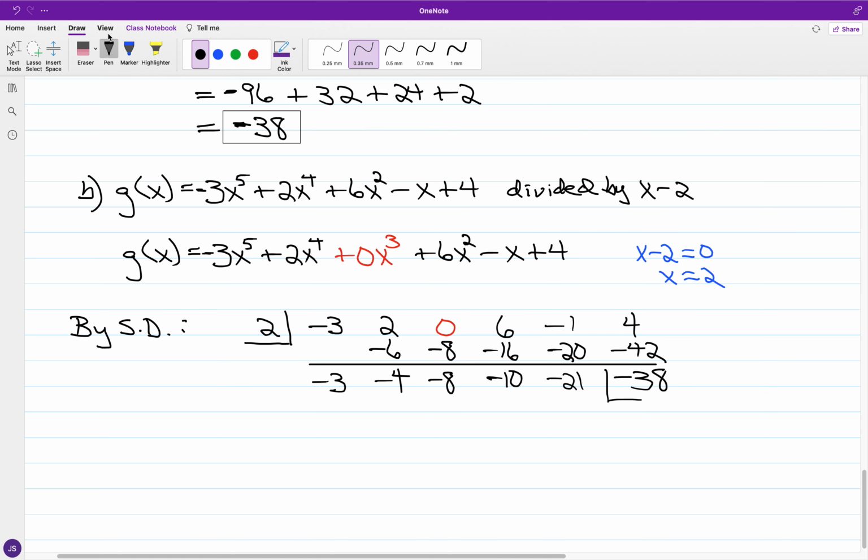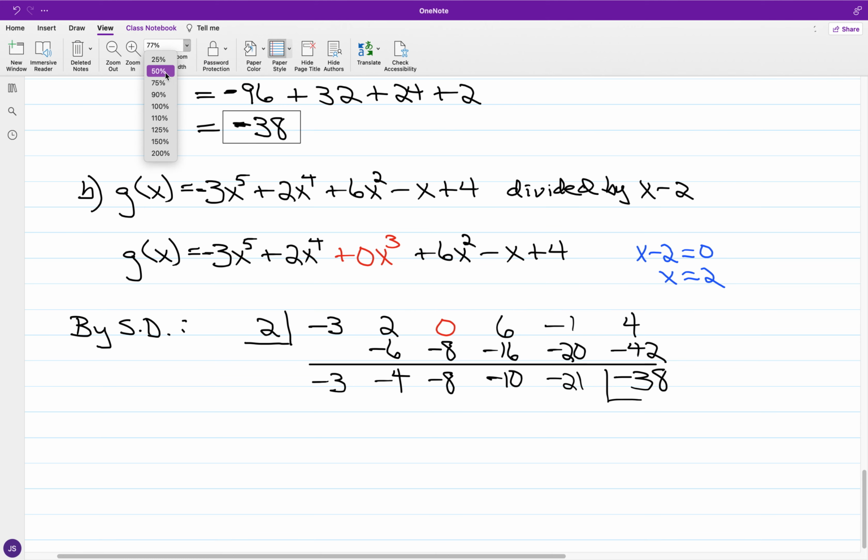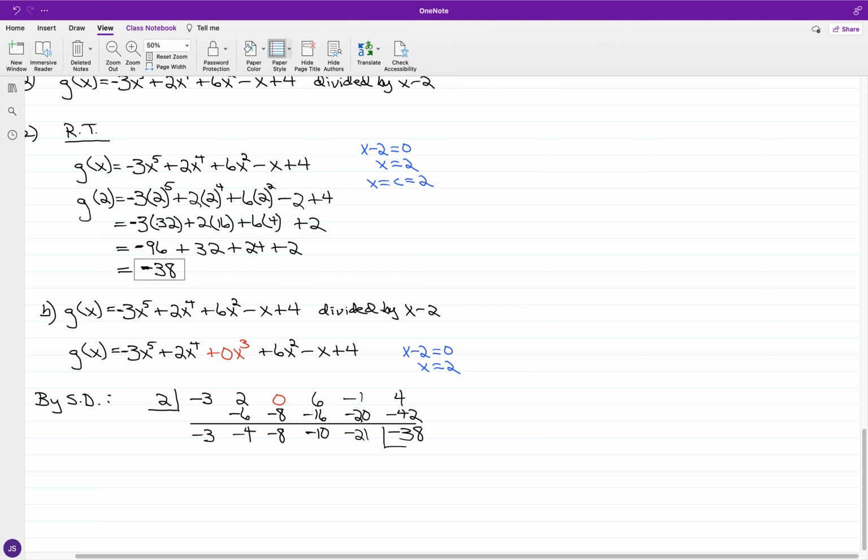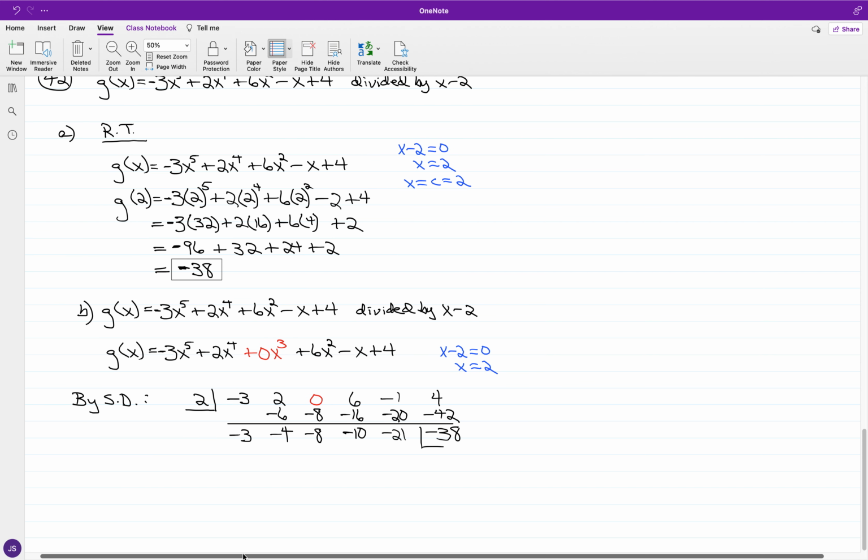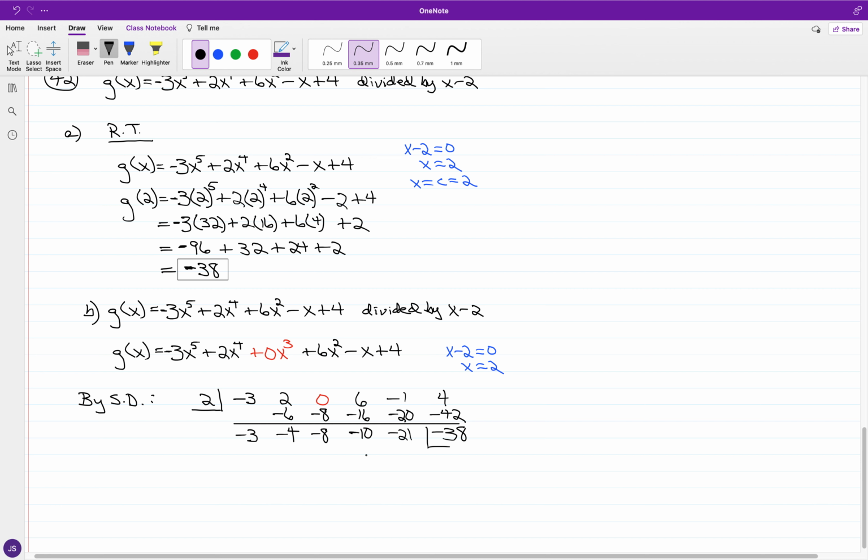So whether you are using the remainder theorem or synthetic division, you come out to the same remainder result of negative 38.